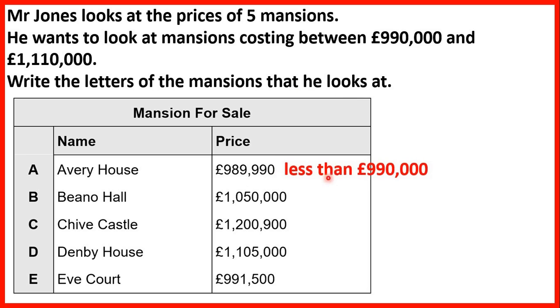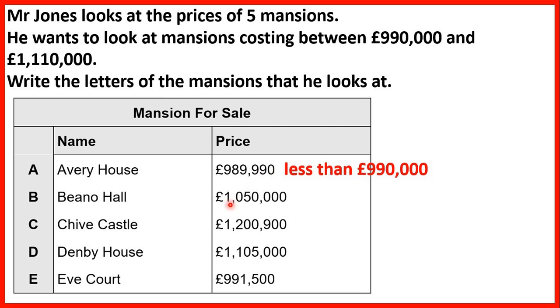989,990. That's less than £990,000. Because if we look, we have a 9 as our 100,000s digit, but we only have an 8 as our 10,000s digit, and we have a 9 in the number that we're comparing it to. So this number is less than 990,000, which means that Mr. Jones does not look at it.